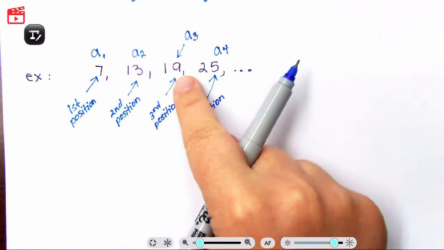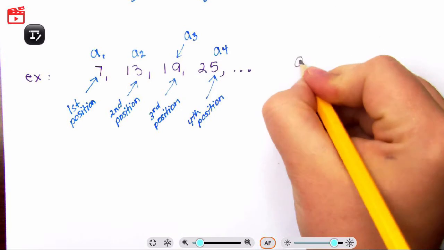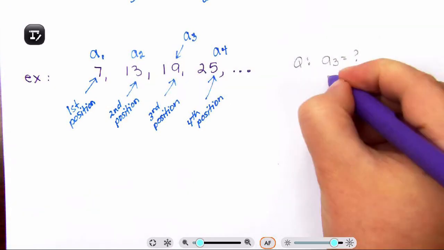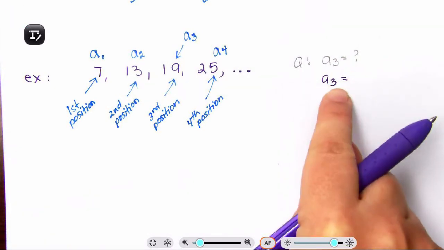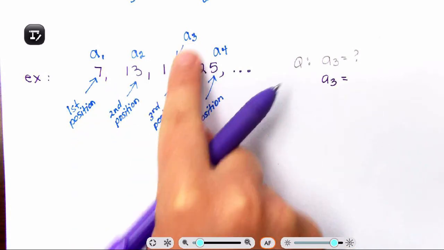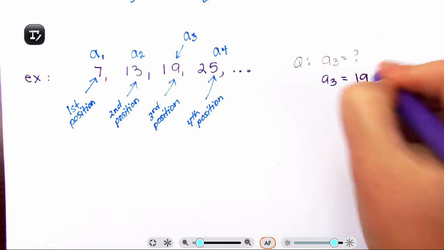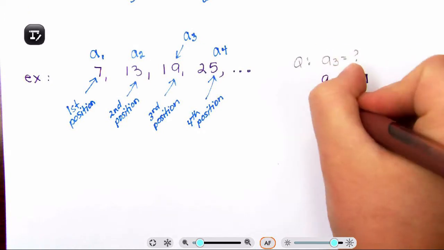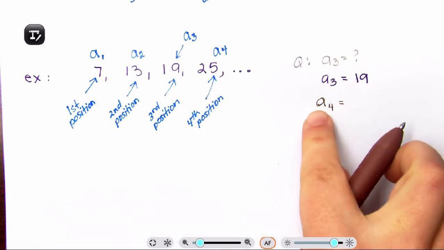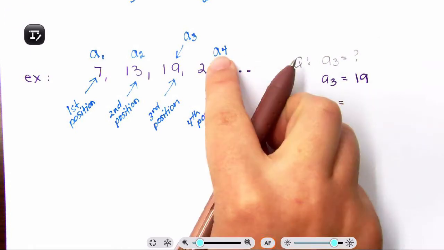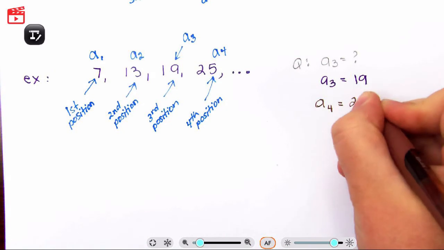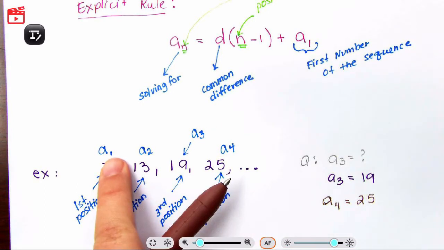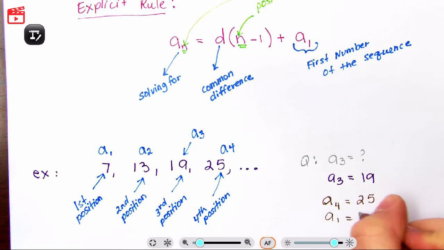So if you want A sub 3, so let's say a question is asking you, what is A sub 3 equal to? And you can say A sub 3, so they're asking you, what is the value in the third position? The value in the third position is 19. Let's do another one. What is the value of A sub 4? So this is asking you, what is in the fourth position? The value in the fourth position is 25. So in our equation, we want the value in the first position. So what is in the first position? A sub 1 is 7.